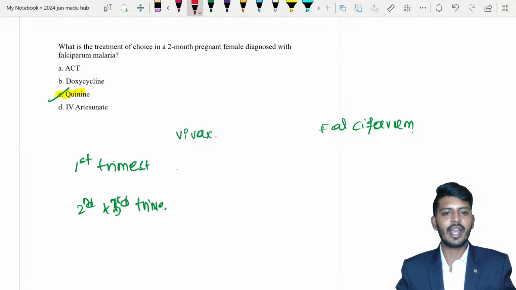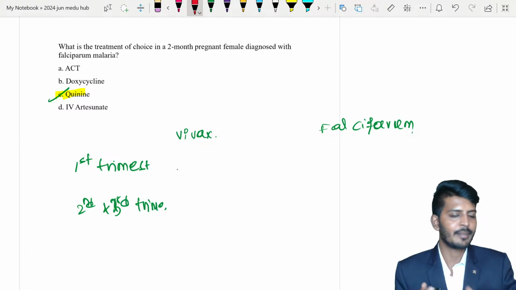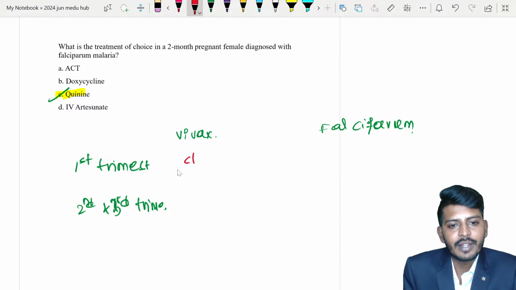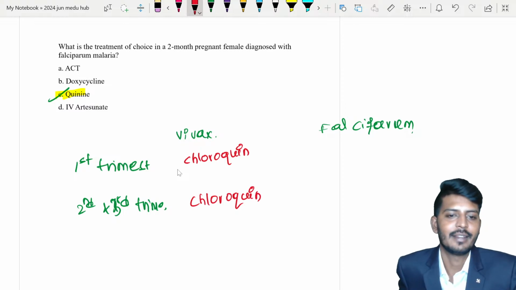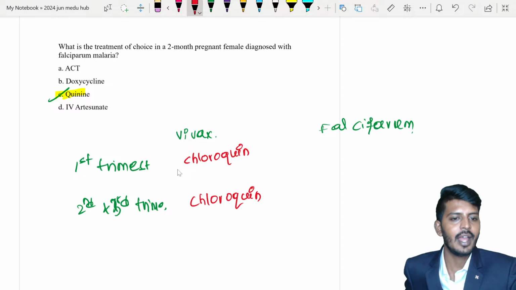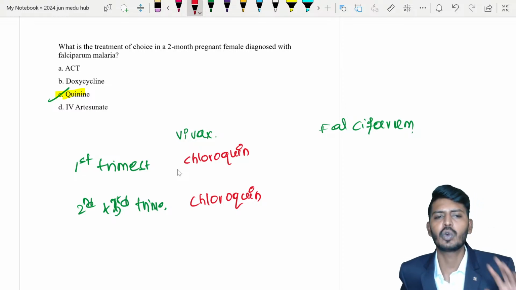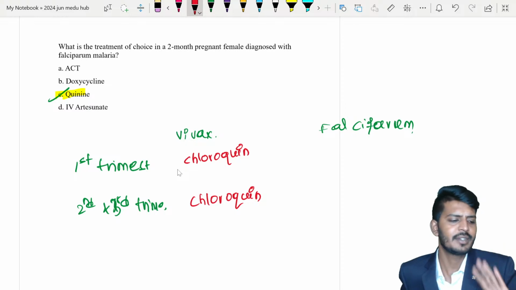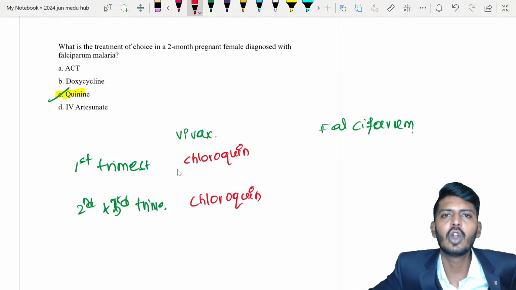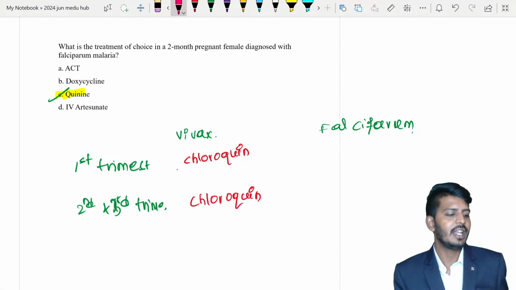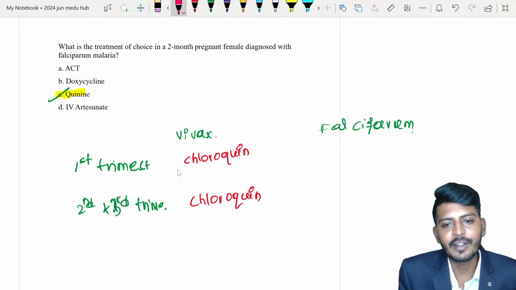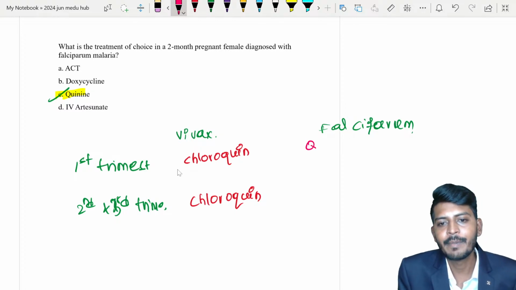Now I'll show you magic, I'll explain how. In vivax we can use, what is that, chloroquine. Is chloroquine safe in pregnancy? Yes, chloroquine is safe in pregnancy. So for vivax, it is sensitive to chloroquine. So for a vivax patient, give chloroquine in both the first and second trimester. If a falciparum patient comes in the first trimester, then your quinine.